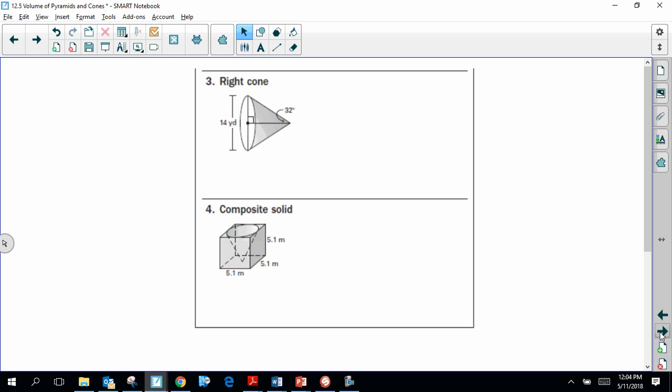If you recognize what we're seeing in problem number 3, they're giving us an angle measurement and a diameter. So we can figure out that the radius is going to be 7, and we can use trigonometry to figure out what the height of the cone is going to be. So that's the first thing we have to do, find the height of the cone. In this case, we end up using tangent again, because the opposite side of the angle is the radius and the adjacent side is the height. That's what we're looking for. So tangent again, opposite and adjacent. Solving for the height gives us a height of about 11.2 yards.